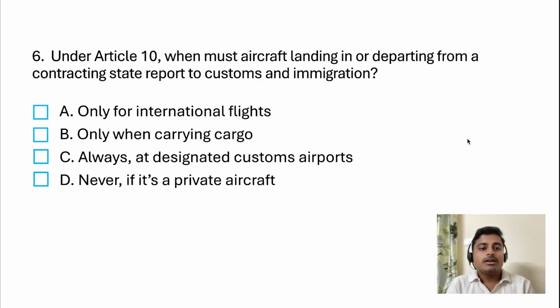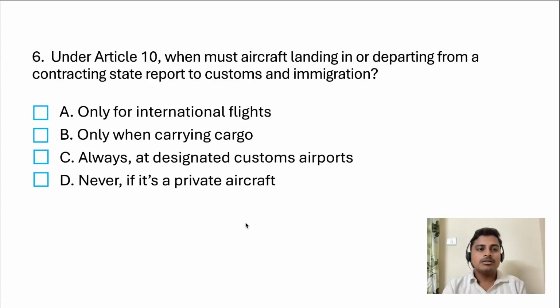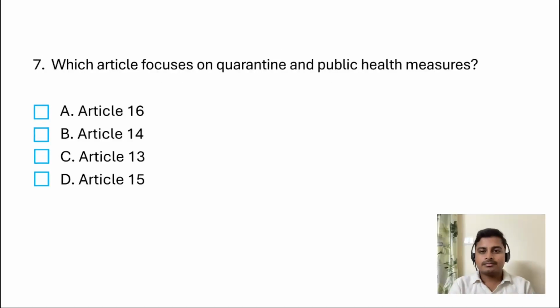Is it only when carrying cargo? Or is it always at designated customs airports? Or is it never if it's a private aircraft? It should, since it is an international aircraft, right, and it is at an airport which has the customs and immigration facility, so it is expected to always report to the customs and immigration as per Article 10. So the correct option is option C, always at designated customs airports.